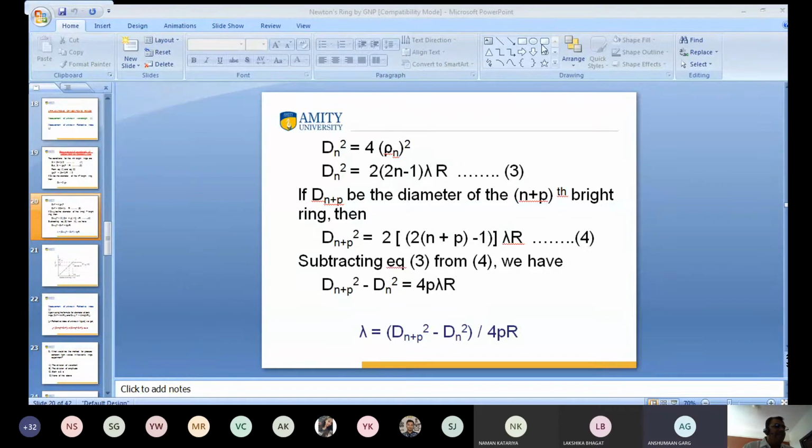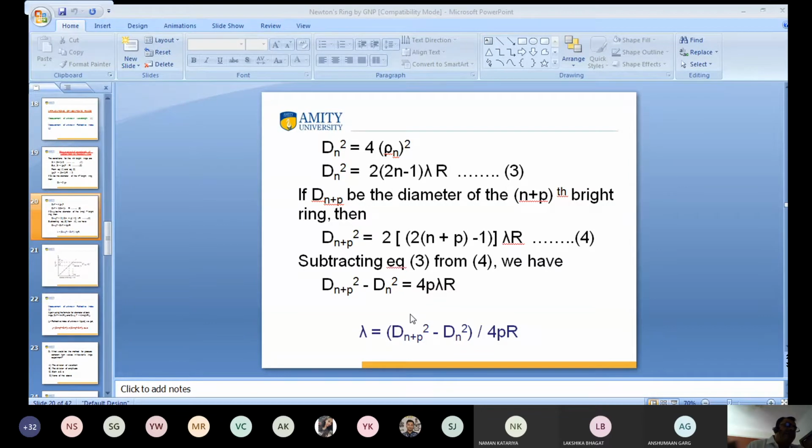Okay, so I want to subtract equation 3 and 4. Some values cancel out. What will be left? (Dn+p)² minus Dn² is equal to 4pλR, because this value cancels out. One is plus, one is minus, so one value will cancel out. You can do the mathematics yourself when you subtract equation 3 from 4. So we get (Dn+p)² minus Dn² is equal to 4pλR.